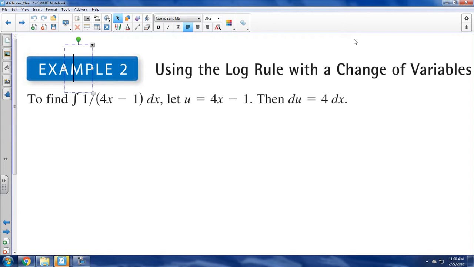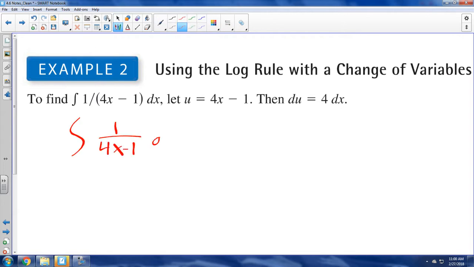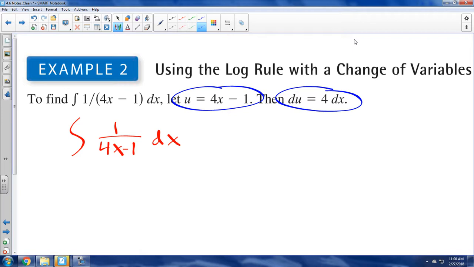So let's look at this. Let's write it in a nicer form: the integral of 1 over (4x minus 1) dx. And they're telling you what u is. They were very nice, and they told you what u is and what du is. There's a 4 here, and that's this 4, right? So do we want this 4 here? No, so we divide by 4. So just be aware that du over 4 equals dx.